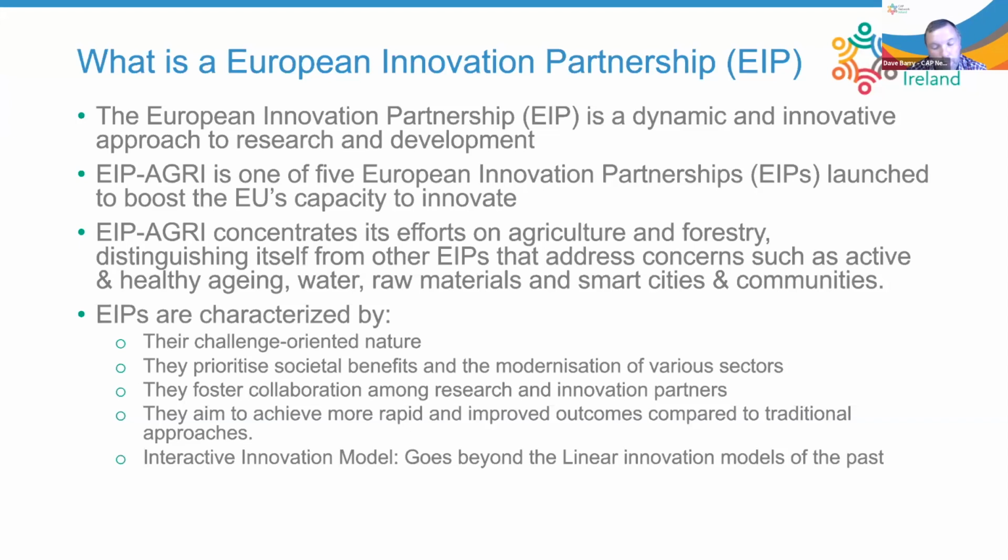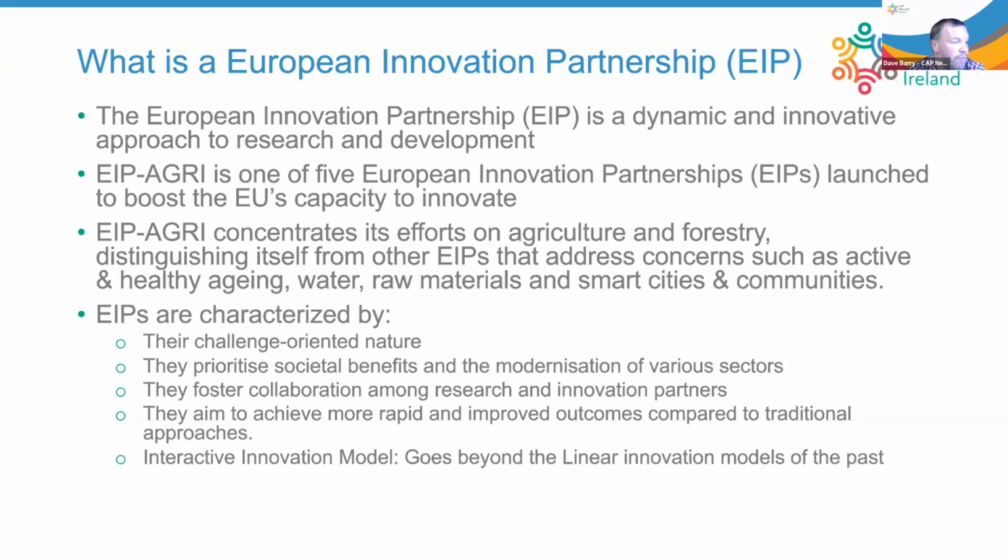It's differentiated from the other four EIPs. They address areas like water, raw materials, and smart cities, but they're characterized by many of the same features. They're challenge orientated. They prioritize social benefits and modernization. That theme will come through in many of the calls that you'll see in future for the EIPs. They foster collaboration among the research and innovation partners, and this is key. And they concentrate on an outcome, and we'll look at that further down the line.